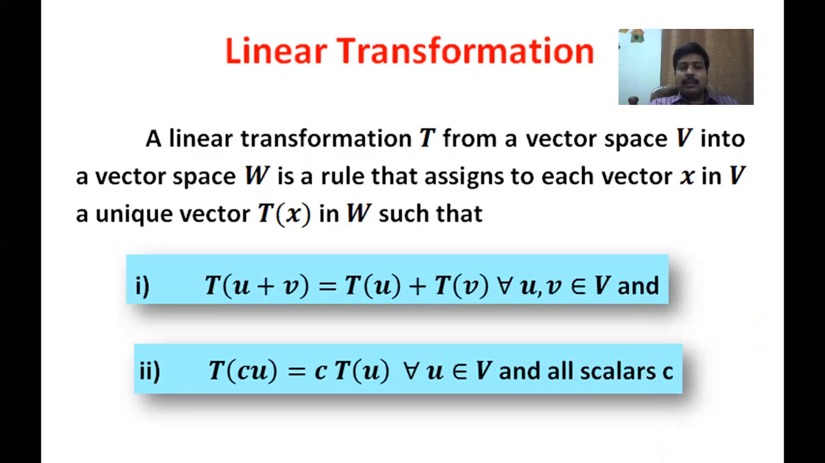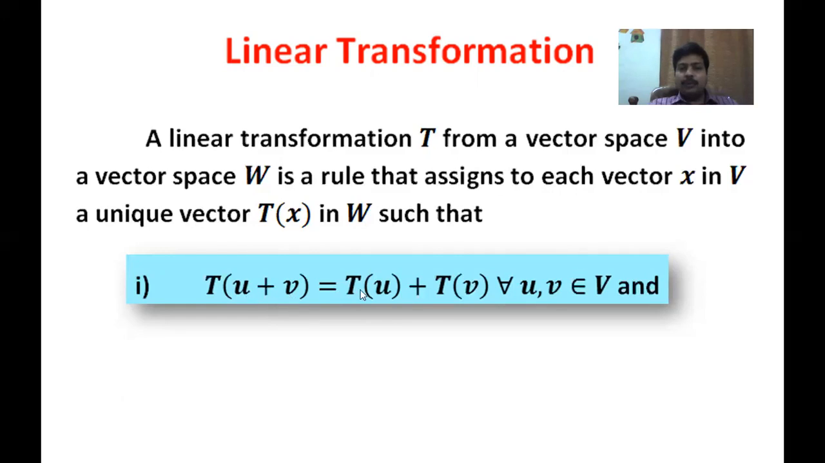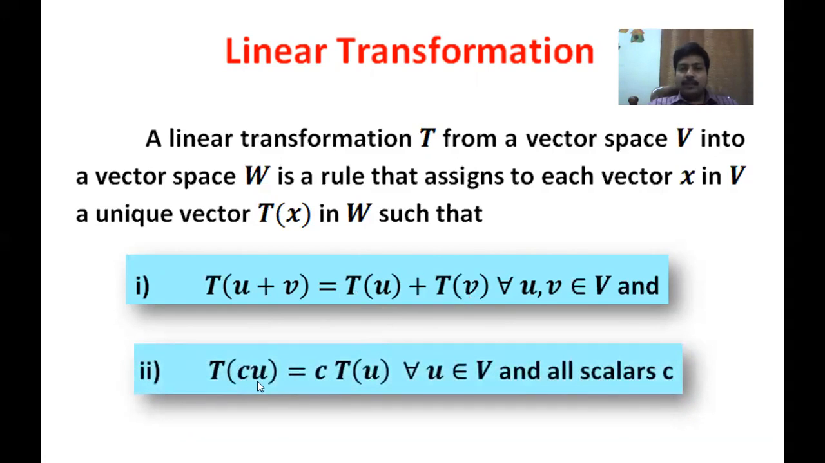So, a linear transformation is a function from one vector space to another vector space with two properties. These two are the properties: T of u plus v is equal to T of u plus T of v, and T of c times u is equal to c times T of u for all u belongs to V. If these two properties are held by a function from one vector space to another vector space, then we call that function T a linear transformation. This is the definition we have seen in the previous class and discussed in detail.